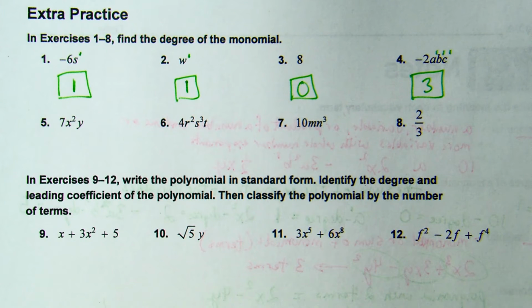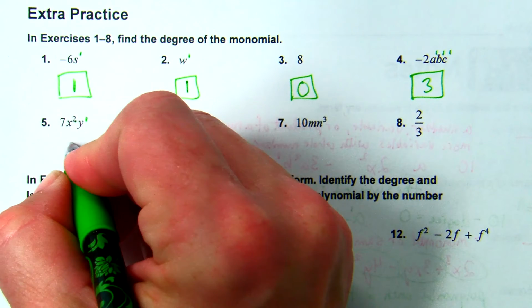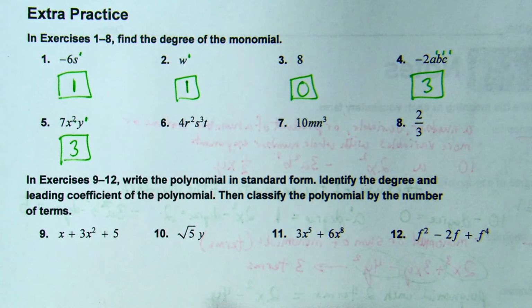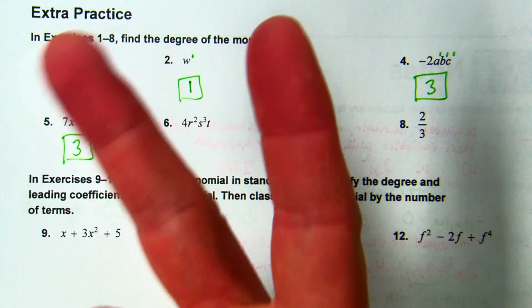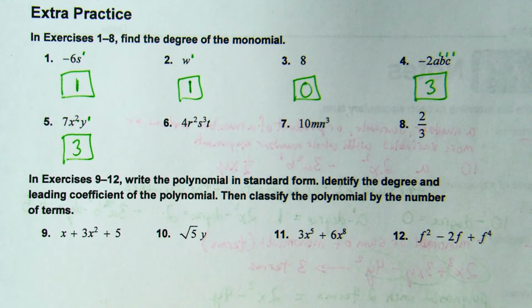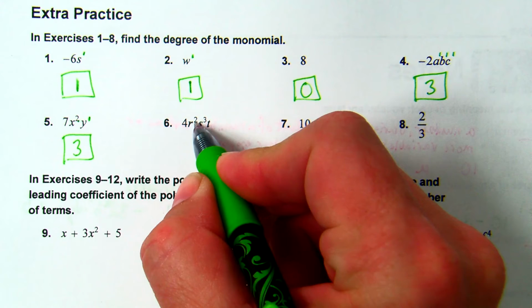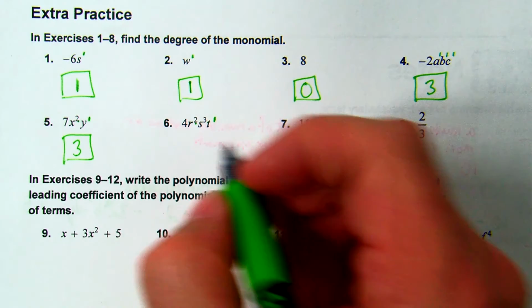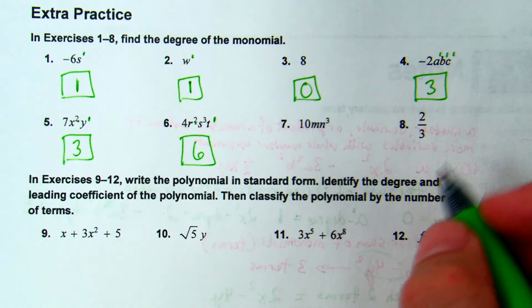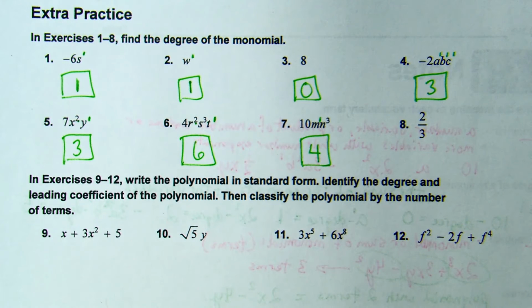What about number 5? We have 2 and 1, so this one is also 3. If you break it down, how many variables do you have? We have 2 x's and 1 y, so that makes 3 total variables. Alright, number 6. We have 2, 3, and 1, so there's 6. Number 7, we have 1 and 3, so there's 4 there. And then number 8, 0, because there are no variables.